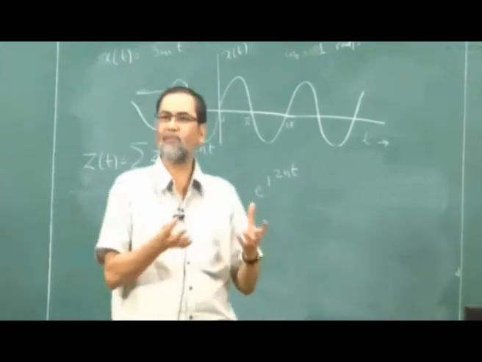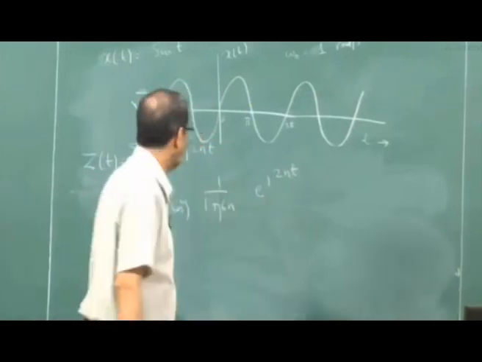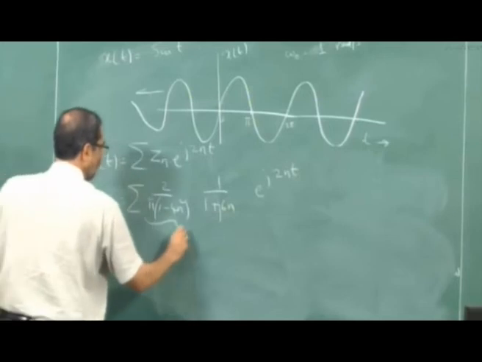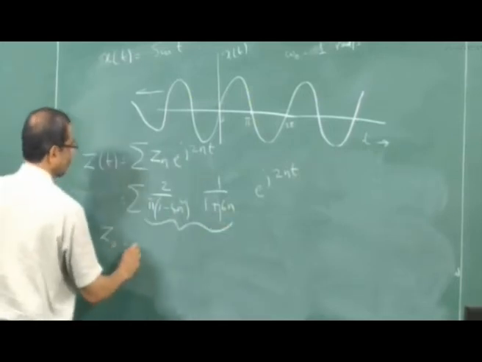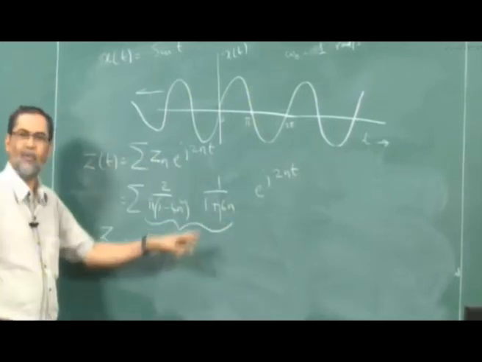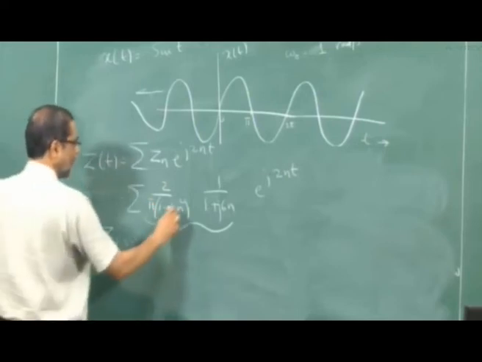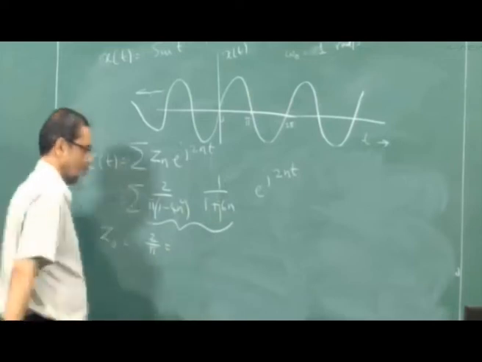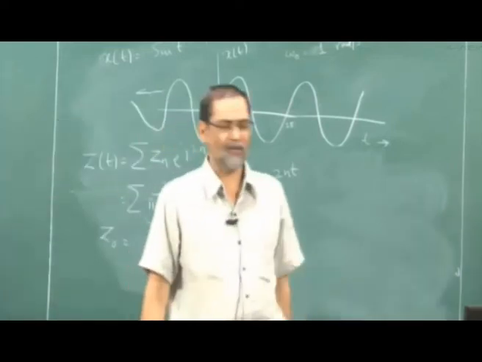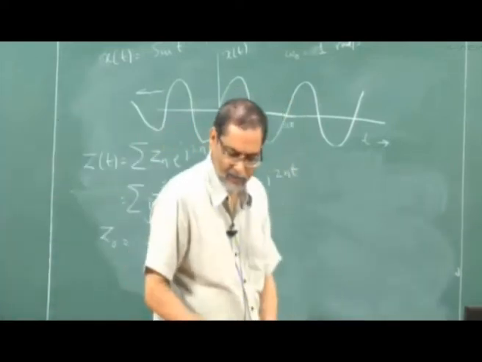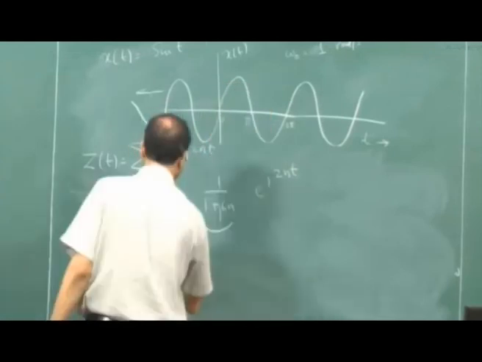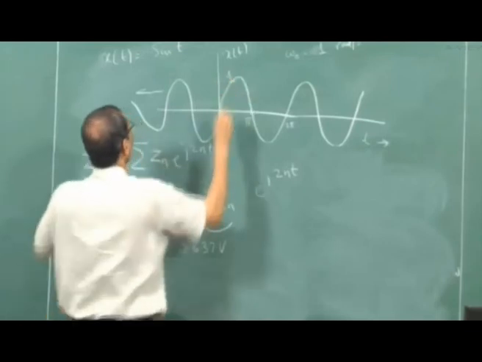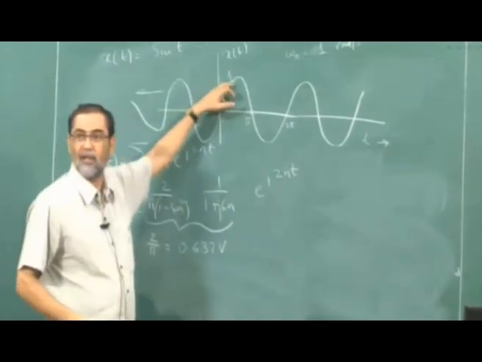So I said this is more like a stabilized output. I am interested in finding out what is the DC value. What is this for Z0? This is your Zn. What is the value of Z0? Z0 will be n equal to 0, so it is 2 by pi, and pi is 3.14, so it is approximately 0.637 volt. This was 1 volt; you can see that the peak was 1 volt.